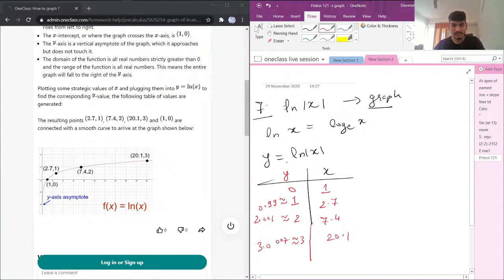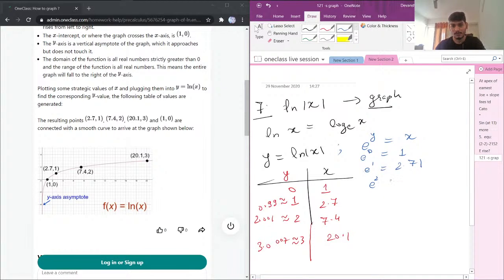The basic idea is we cannot just imagine 2.7 for x or 7.4. These values are obtained by taking the anti-log. So if I take anti-log, I'll get e power y equals x. Then for y, I will put 1, 2, 3. So for e power 0, I will get 1. For e power 1, I will get 2.71.